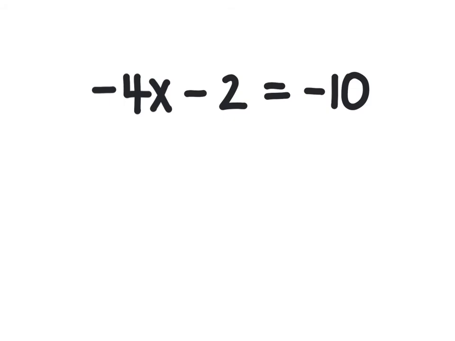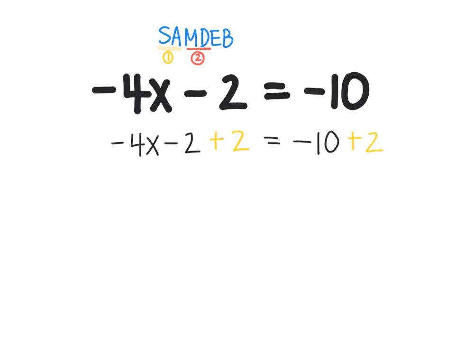In this case, again, we'll have to do BEDMAS backwards. We'll have to get rid of the subtract 2 before we can get rid of the multiply by negative 4. So we'll begin by adding 2 to both sides. Zero pairs will be created on the left-hand side, so we'll be left with negative 4x. On the right-hand side, negative 10 plus 2 will give us negative 8.